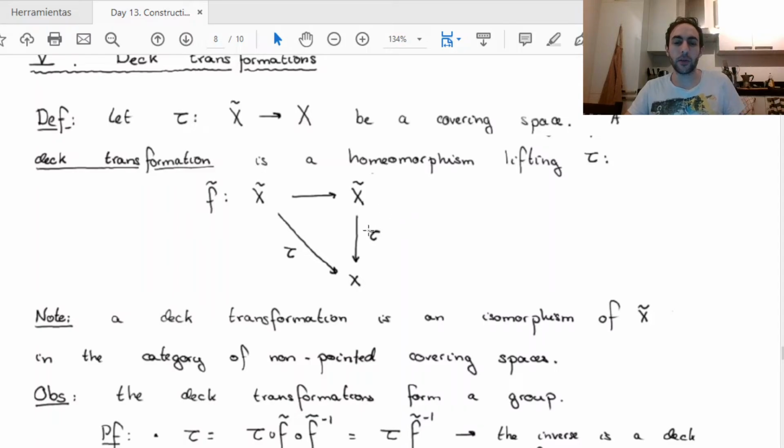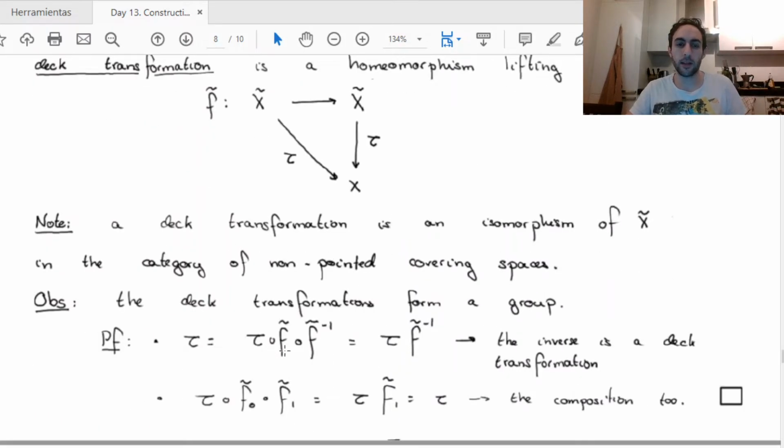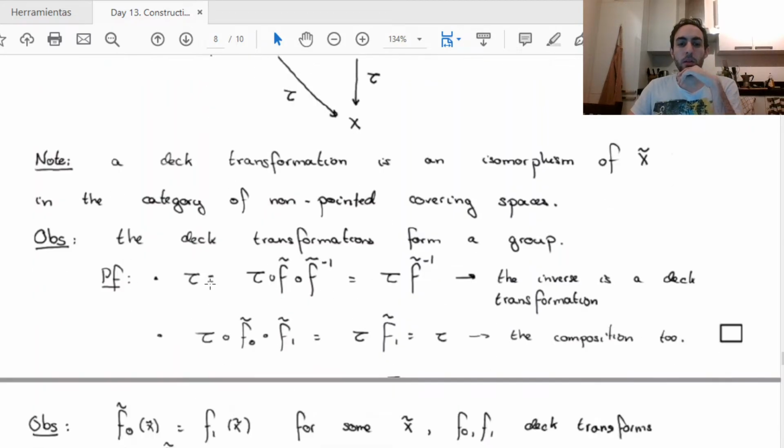So the first observation, which we already said, is that the deck transformations form a group, right? If I have a deck transformation F tilde, then its inverse is also a deck transformation, just because it also lifts tau. And if I have two deck transformations, we can compose them, and the resulting object will also be a deck transformation. Very good.